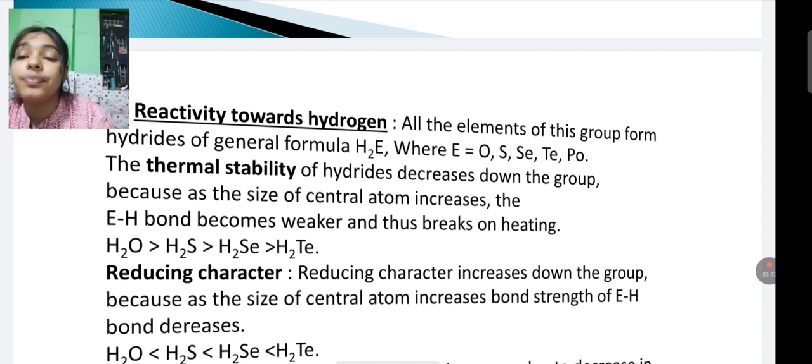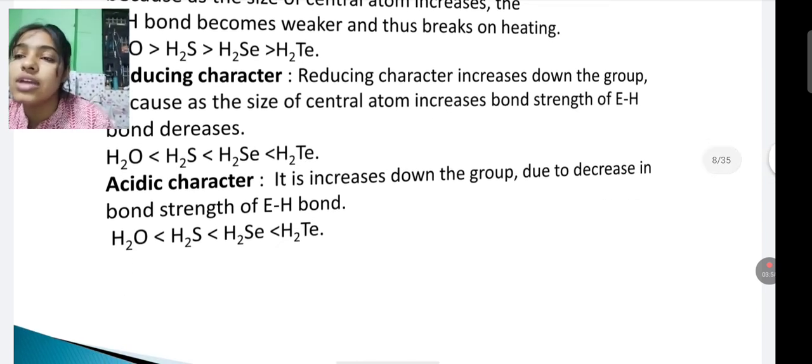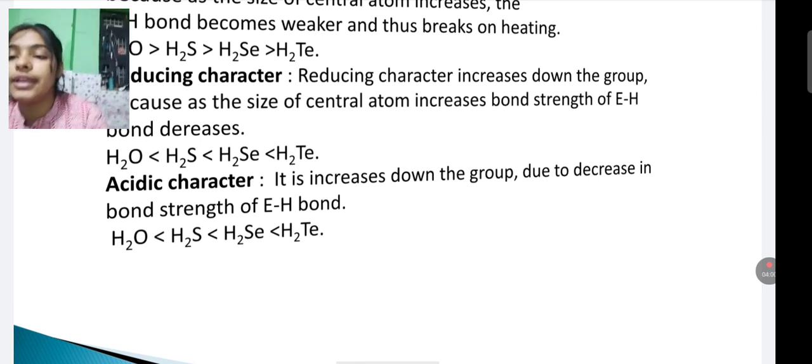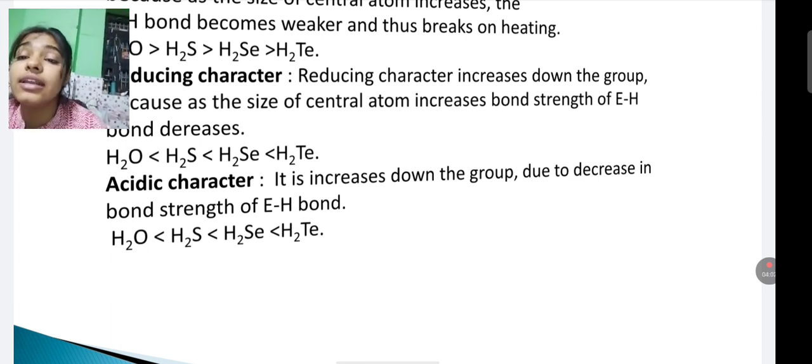Reducing character increases down the group because as the size of central atom increases, the bond strength of EH bond decreases. Acidic character is increased down the group due to the decrease in bond strength of EH bond.